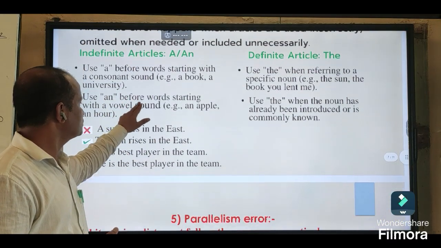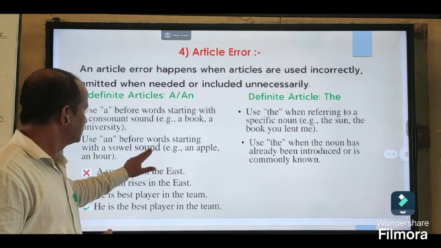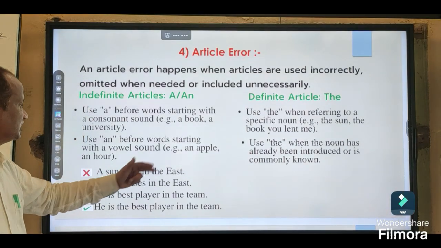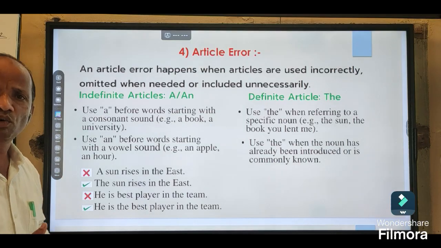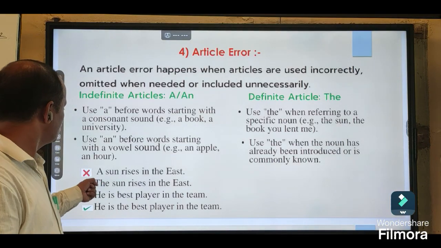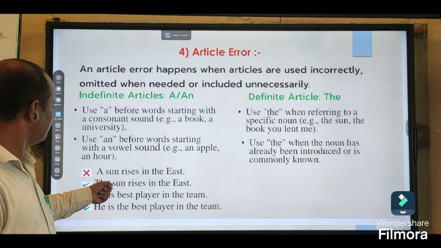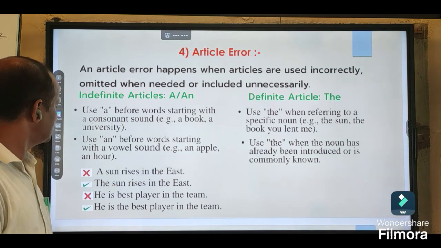For example, I have stated two examples here. A sun rises in the east. There is an error in the sentence because the sun is a unique thing, the only one. Before it, we have to use the article. So the correct statement will be: the sun rises in the east.